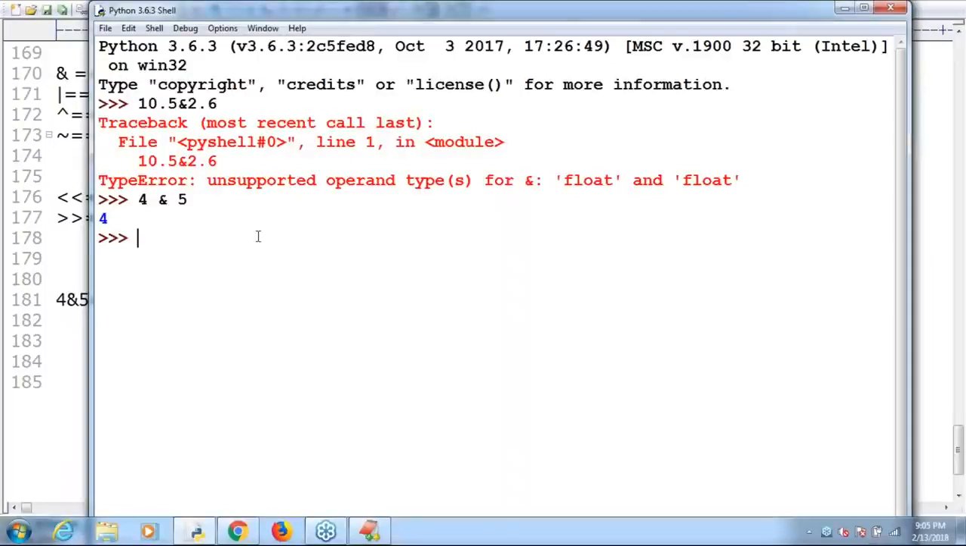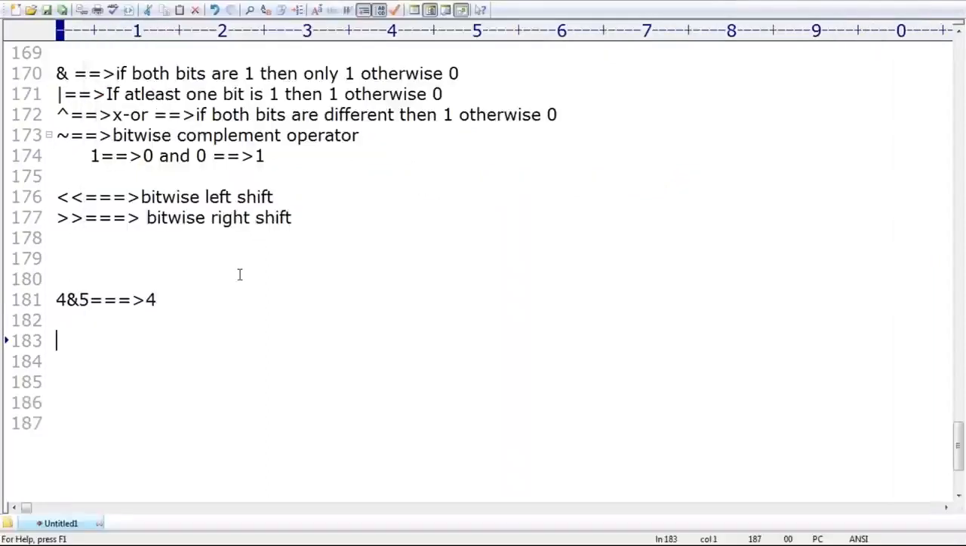Very simple. Can you please guide what is the remaining one? 4 or 5? What is the answer? Please tell. 4 or 5? Very simple. OR symbol, OR operator. OR operator means if at least one bit is 1, then 1, otherwise returns 0. Please tell what answer we are going to get. Think a bit carefully and then tell the answer.